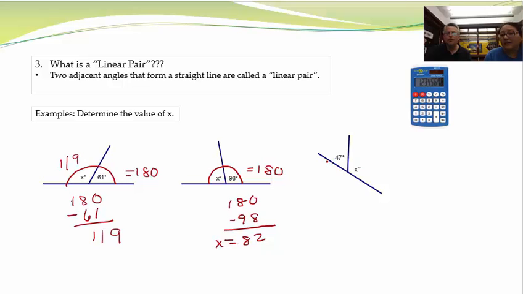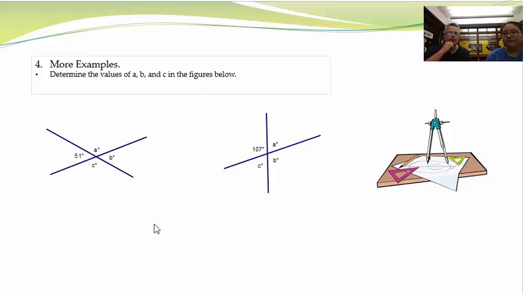Correct. On this angle here, the same thing, 180. So 180 minus 47. We'll get 133. So this angle will be 133. All right, very good. Now sometimes they're part of a larger diagram, so we have to kind of recognize.